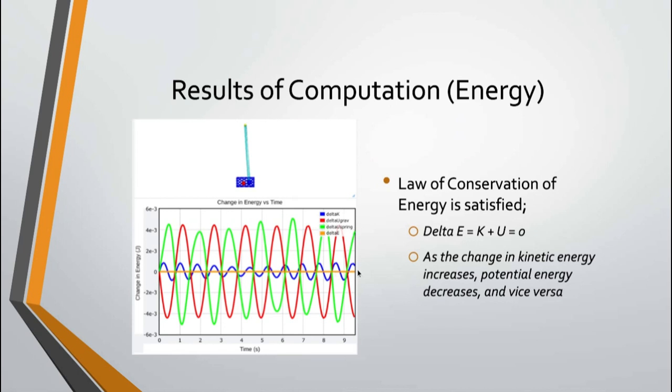of conservation and is satisfied. Delta E remains 0 throughout the period of the experiment, and as the kinetic energy increased, the potential energy decreased, since they're supposed to sum to 0 change.